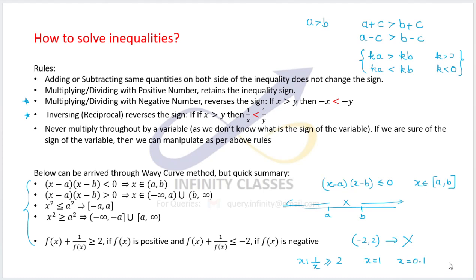Similarly, if you take a high value of x, it will also come out to be greater than 2. And if you take the value of x to be a negative number, then x plus 1 by x will come out to be less than or equal to minus 2. So if x is negative, howsoever small or big, it will be less than or equal to minus 2. The equal to sign will hold when x is equal to minus 1. Moving ahead.